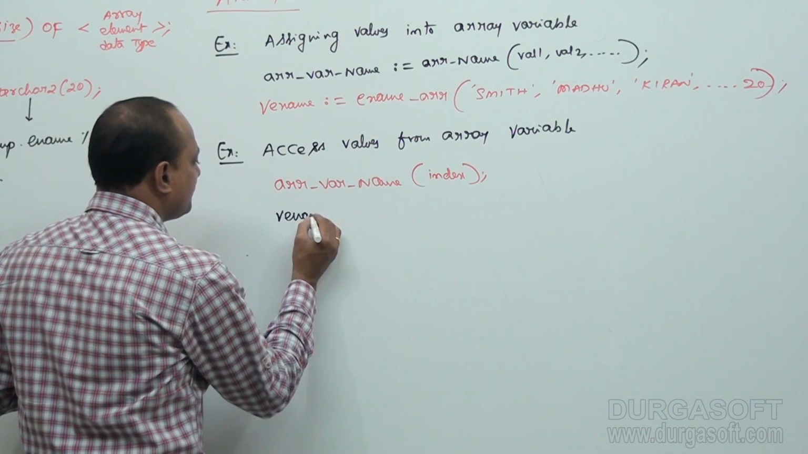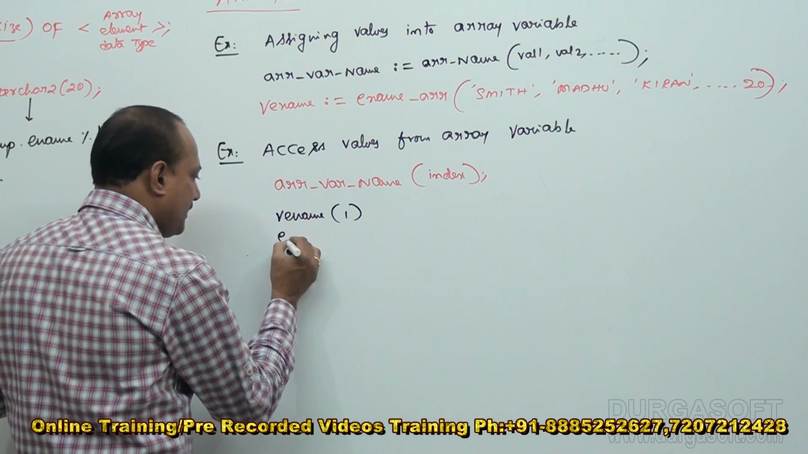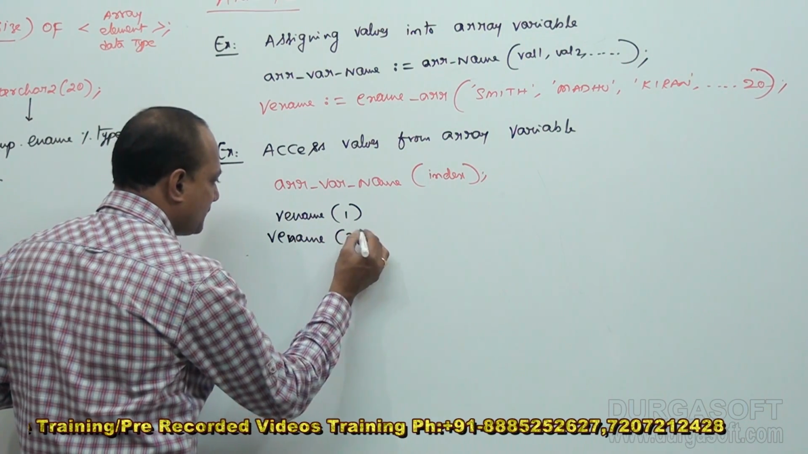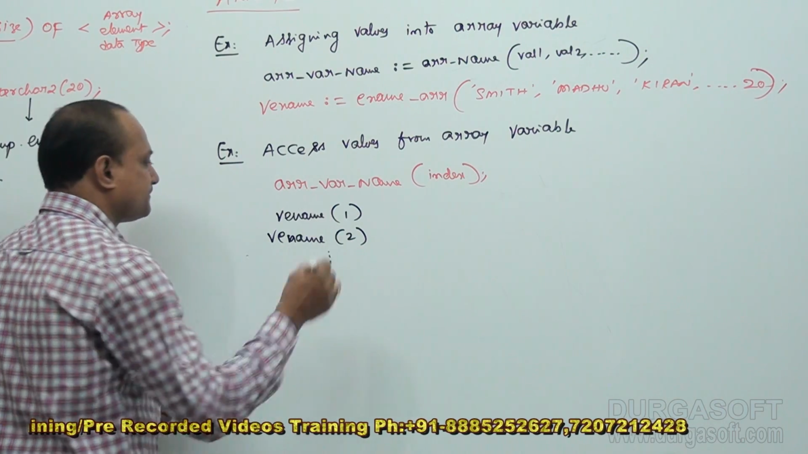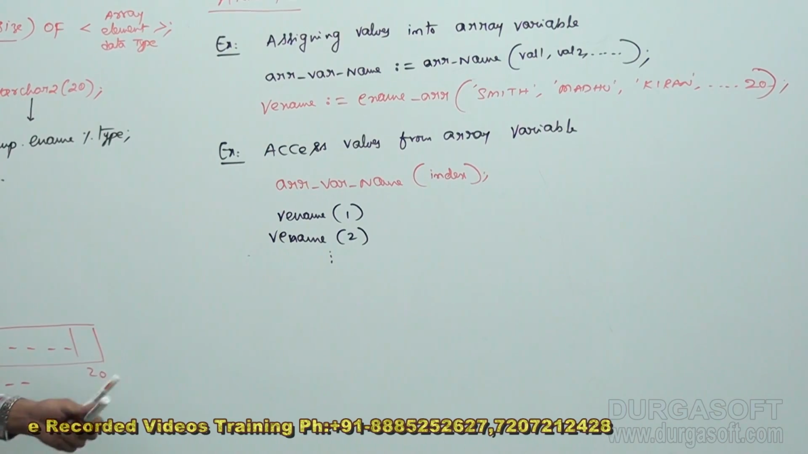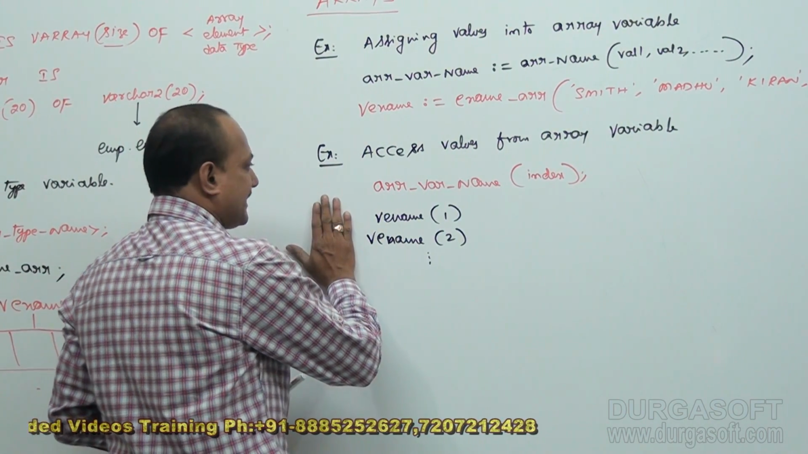Example is V ename. I want to get the first location value, V ename of 1. Suppose if you want to see the second location value, V ename of 2, like this. You can access up to V ename of 20. Right. So this is called a V array.